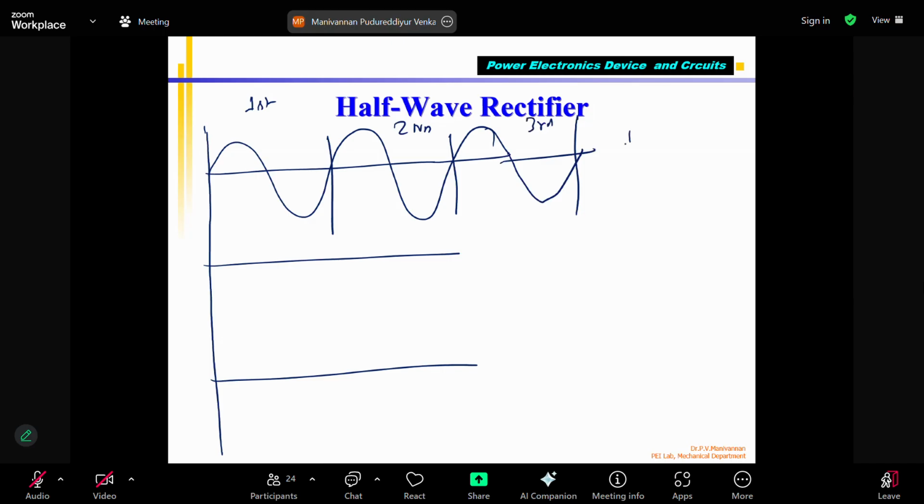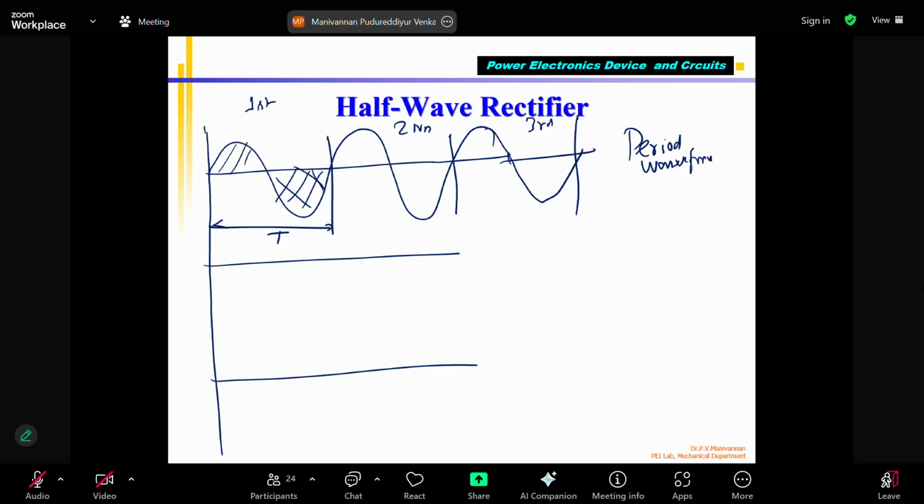Generally this AC voltage is called a periodic waveform. This is the period, capital T. It will have one positive and one negative half, and the same thing repeats. That's called a periodic cycle. Please note that a periodic waveform need not be sinusoidal. It can be a square wave or a triangular wave also. Any waveform which has positive and negative halves of equal magnitude and the same shape is called periodic.